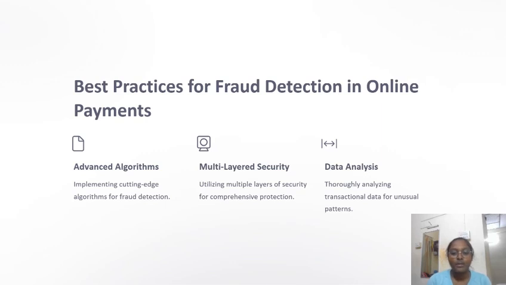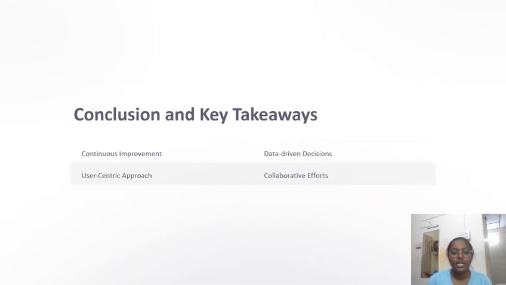multi-layer security, utilizing multiple layers of security for comprehensive protection, and data analysis. And the conclusion: continuous improvement, data-driven decisions, a user-centric approach, and collaborative efforts. These are the key aspects by which we can detect fraud in online payments, and we can ensure there will be no fraud if we do all the requirement gathering and techniques properly. And thank you.